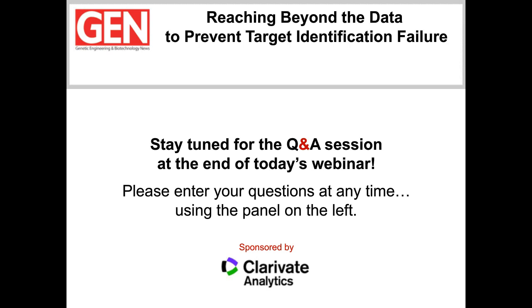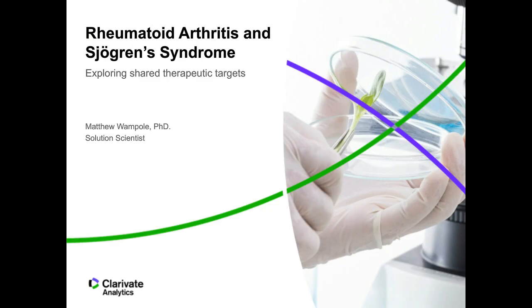Thank you, Jeff. My name is Matthew Wampel, and I'm a solution scientist here at ClaraBate Analytics. As a solution scientist, I help the customers answer their scientific questions using our products and content. For today's presentation, I'll be talking about shared therapeutic targets between rheumatoid arthritis and Sjögren's Syndrome.